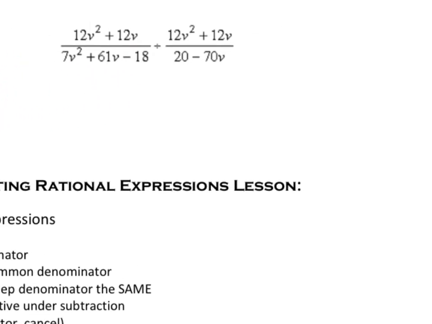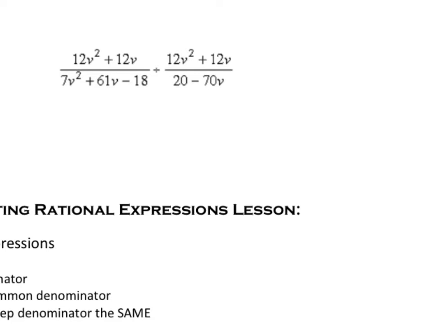Next one. I want to simplify this as far as I can go before I change anything. But I'm going to make sure I don't cancel anything until I've taken care of that division sign. I have 12v in common here, so I get v plus 1. I have 12v in common here as well, so I get v plus 1. Down here I have 10. If I take that out, I have 2 minus 7v.